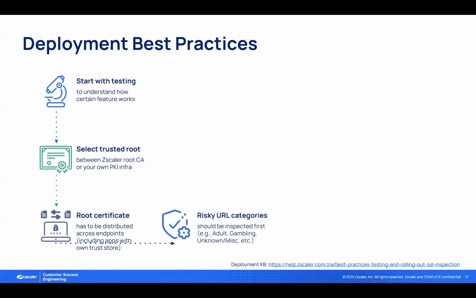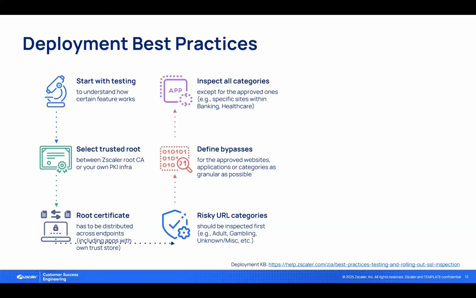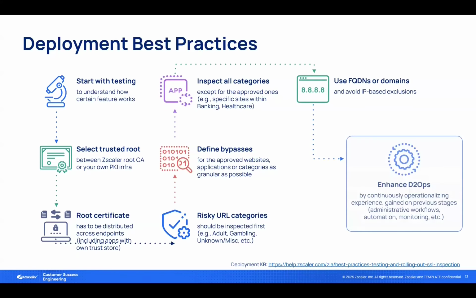Identify risky URL categories, which should be inspected first, as a starting point for SSL inspection. Define bypasses for applications that are critical and which you know do certificate pinning. Then, broaden inspection to all categories, not just the risky URL ones, excluding, of course, categories that you've identified with the help of HR and your other partners should not be inspected. When building exclusions, use FQDNs or domains, not IP addresses. Finally, make sure you operationalize this process, identifying lessons learned in the course of deploying SSL and making sure that you build these lessons into your processes.